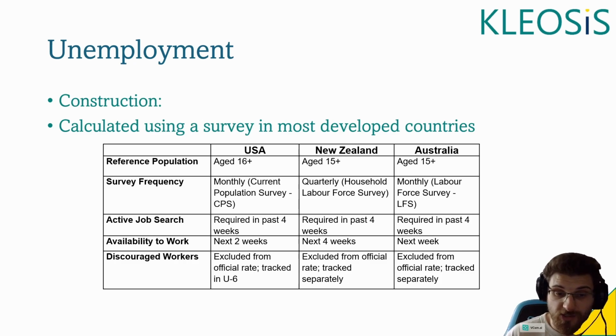So say someone in New Zealand is not working and is looking for work, but let's say they've got a broken toe and they just can't work for about 2 weeks. Then in New Zealand, they would be unemployed, and in Australia, actually, they wouldn't be. So when you're comparing unemployment rates between countries, it's helpful to understand these little nuances that might affect how many people might be unemployed in one country versus another.